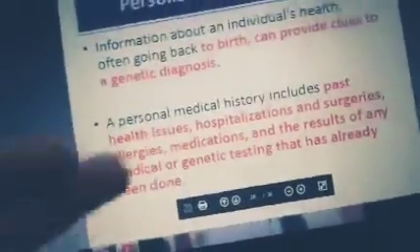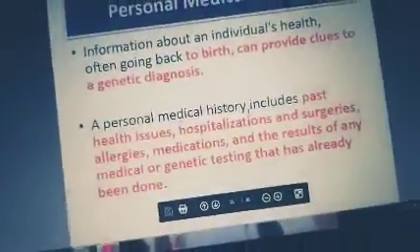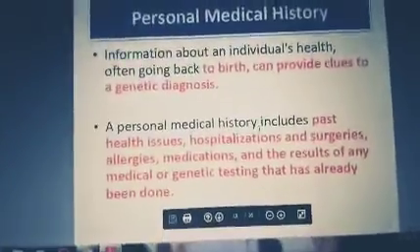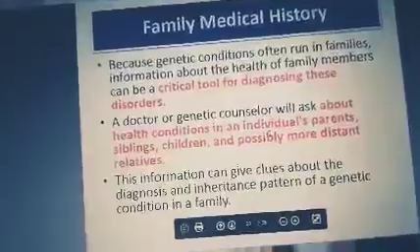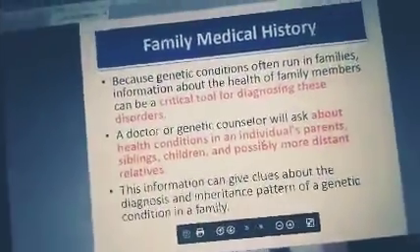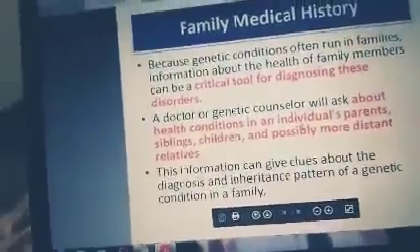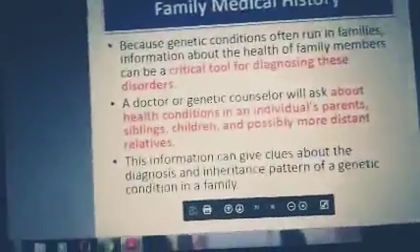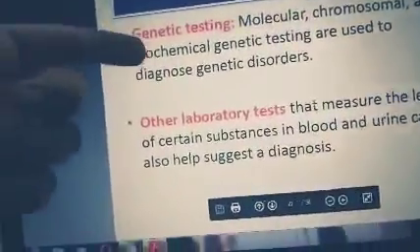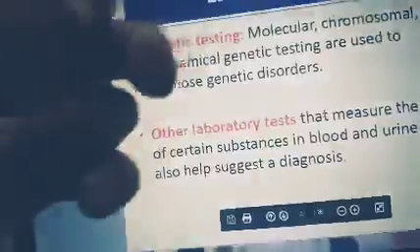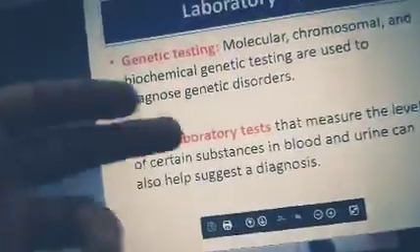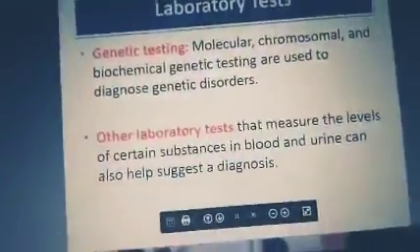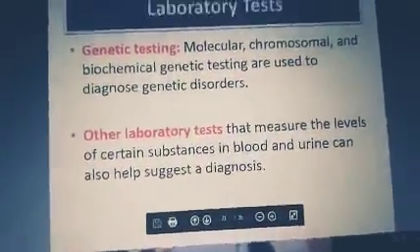hospitalization, surgeries, allergies, medications, and any medical history which a person is having. That plays a very important role in diagnosing the disease. As I said, family medical history could be diagnosed by going through the family chart, the pedigree chart. The laboratory testing deals with genetic testing, which could be molecular level, chromosomal level, or biochemical testing. Other laboratory testing could be a blood or urine sample, which could give the basic variations.